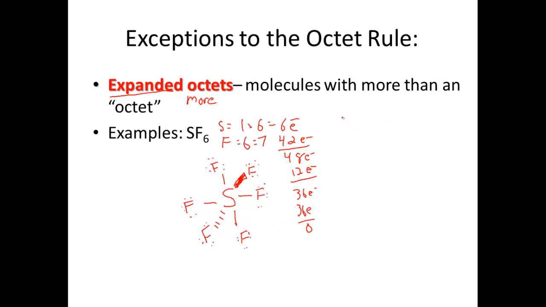Now what we need to know, these don't start until end of period 3. And we won't get into it, there's some empty d orbitals that can get filled, but what I want you to be able to do is identify, if you see a molecule like this, that this is an expanded octet, where we can have more than our 8 bonds towards it. So those are the exceptions to our octet, and then also the resonant structure.